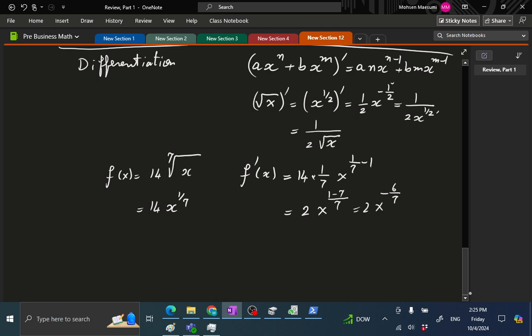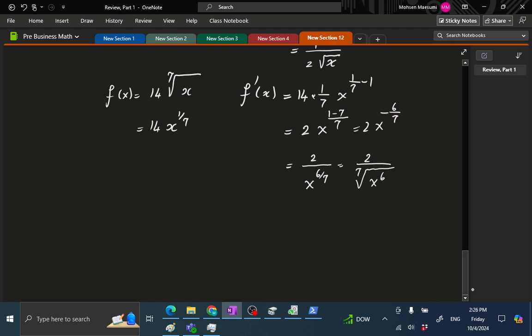You can write that in a number of ways. One is 2 over x to the power of 6/7. Here's another way. You can put the 7 as the root, and x to the power of 6 stays inside. So that was an example for differentiation. This is the simplified form of the derivative.